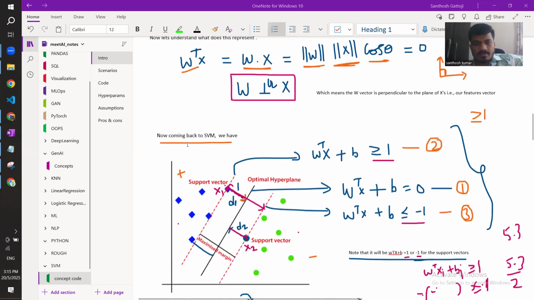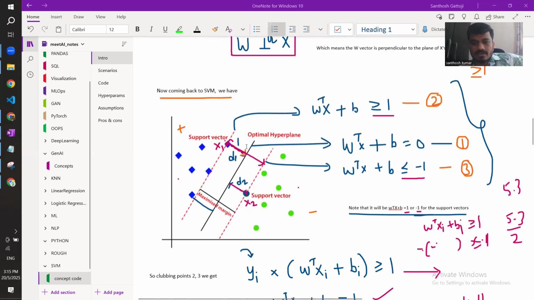Fine. Now coming back to SVM, we just understood the plane equation. Since we understood the basic equation of a plane, we can now assume a few things. I will consider one plane with the equation W transpose X plus B equal to 1, and another plane equal to -1. The middle, the maximum margin hyperplane, will be 0.